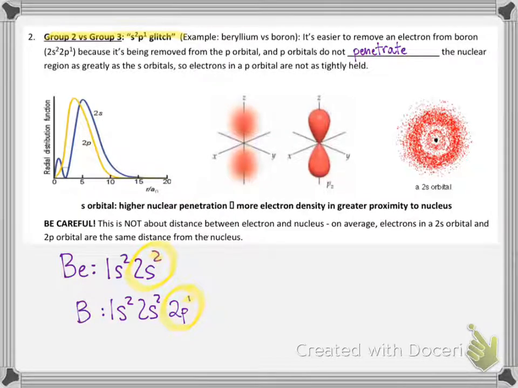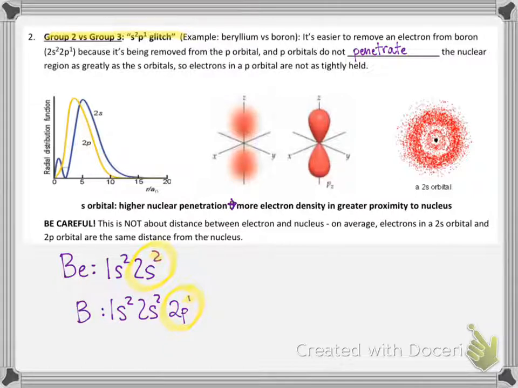p orbitals do not penetrate the nuclear region as much as s orbitals, so the p orbital electrons are easier to remove. So there are supposed to be arrows down here. They somehow turned into boxes. So that's supposed to be an arrow, and just one arrow. Okay. So it's not about distance, but it's about the location of the density. So that is why it has its own special term. All right, so that was our other glitch.